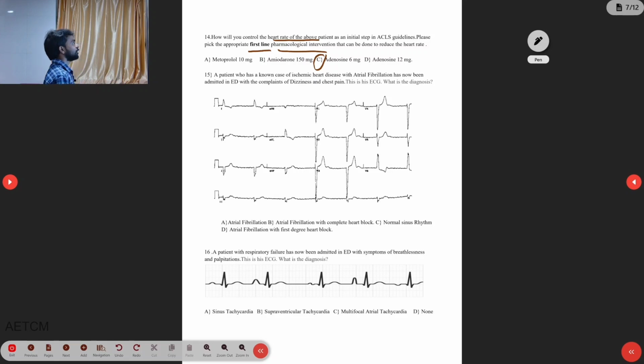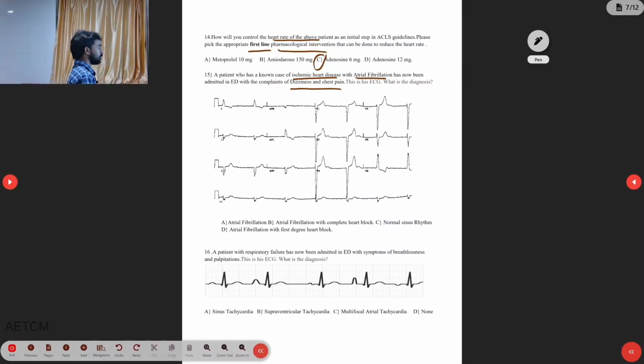Then the next, the 15th question: a patient who is a known case of ischemic heart disease with atrial fibrillation has now been admitted in ED with complaints of dizziness and chest pain. You already know the patient is a known case of atrial fibrillation. This is his ECG.